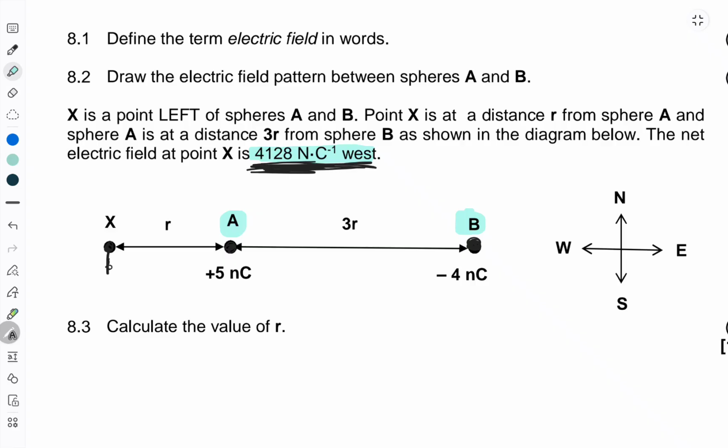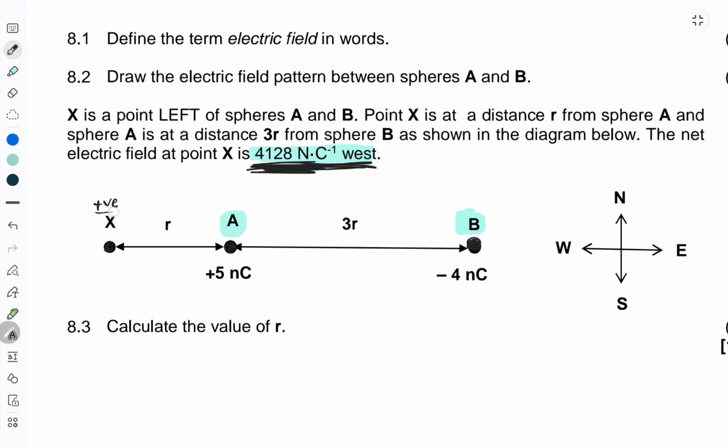Okay, so the net can either be greater than the individual contributions, especially if both charges are contributing in the same direction, or it can be lower, especially if the charges are in opposite directions, but we will see. Okay, so we always assume that at point X there is a positive test charge, so that we can decide the direction of the electric field produced by each sphere.